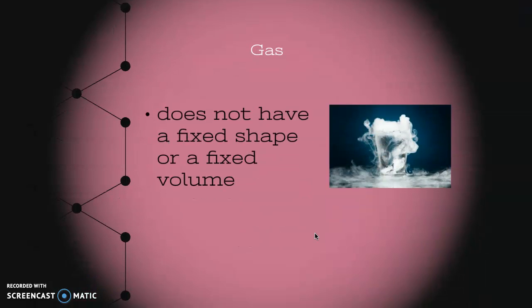And then lastly, we have gas. So gas does not have a fixed shape or a fixed volume. It basically just takes up what is given to it. If you think about air, it just takes up the space that's there. It doesn't have a fixed shape because you can't really see it, and the way the molecules are, but we'll get into that later. And it does not have a fixed volume.